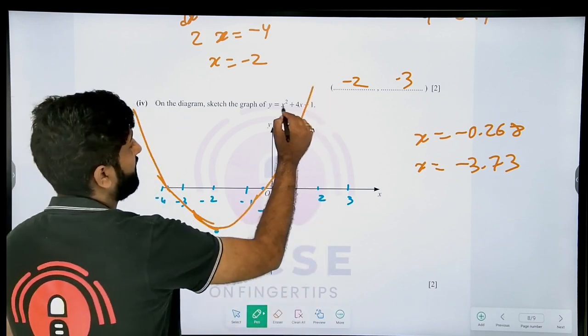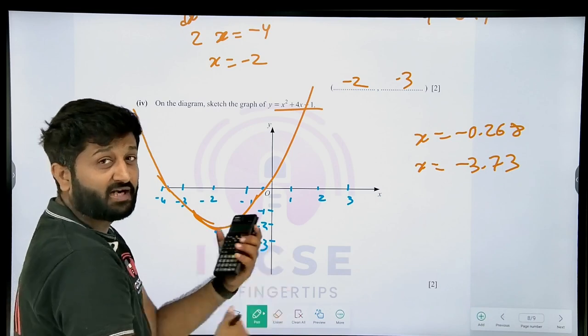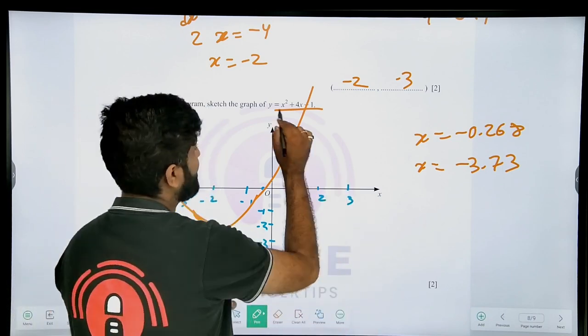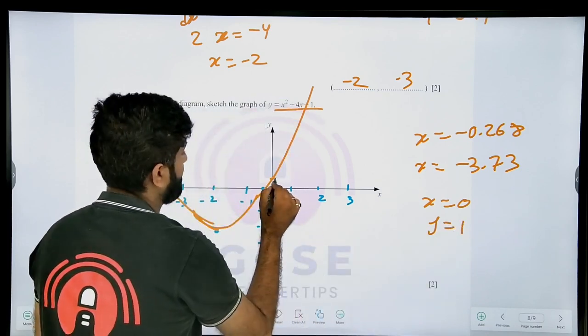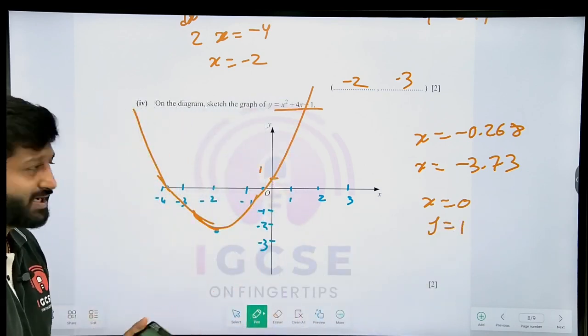Even when x is 0, if you want to find your y-intercept, when x is 0, y is going to be 1. So this is my point. Label them and you are done.